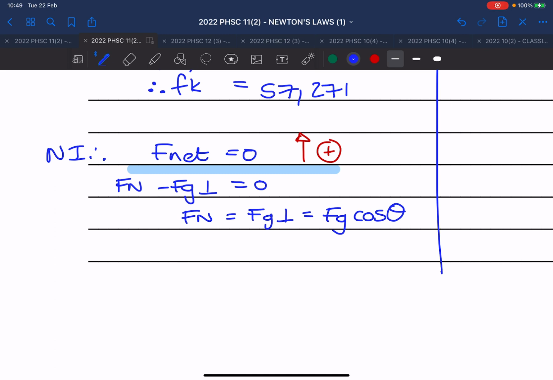Then I'm going to substitute in values. Fg is 20. Can I leave it at 20? 20 times 9.8, ne? Because it's Fg. It's being pulled down the force. Times the cos of 15.